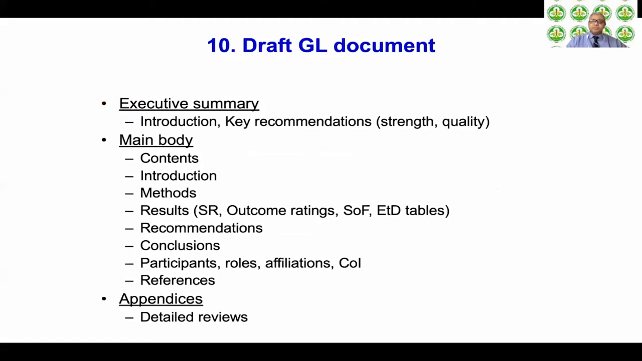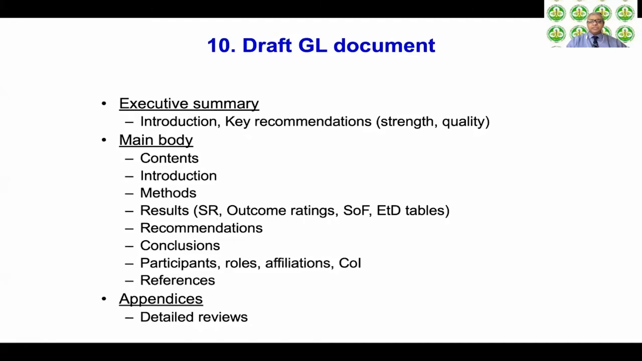Once we have those recommendations in place, now the guideline development group has to draft the document itself. And a guideline document usually has three parts: an executive summary, which is basically a summary of everything which is there, and a summary of the key recommendations. Then the main body of the document, which includes the contents, introduction, methods, the results of the entire systematic review, which may be one or multiple, the ratings of the outcomes, summary of findings, tables, and the evidence to decision tables, which we discussed in the previous presentation. The recommendations are, of course, discussed at great length. The conclusions, which may be one or many, can come up.